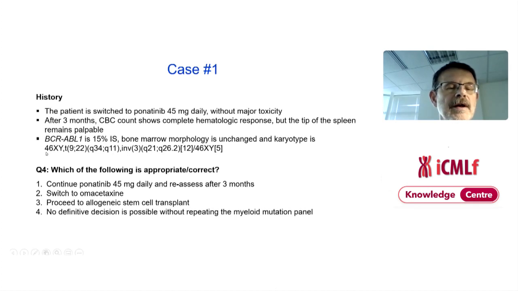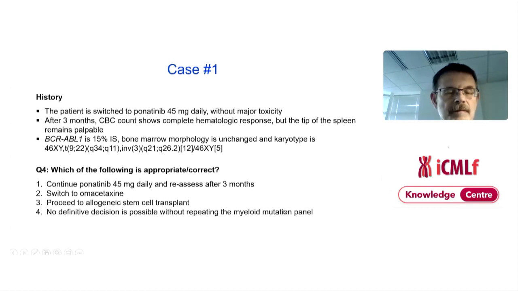Karyotype is now exclusively either BCR-ABL positive with inversion 3 or normal male 46,XY. Which of the following is appropriate? Continue 45 milligrams ponatinib daily and reassess in 3 months; switch to omacetaxine; proceed to allogeneic stem cell transplant; or no definitive decision is possible without repeating the myeloid mutation panel.